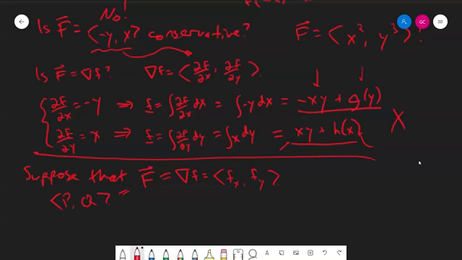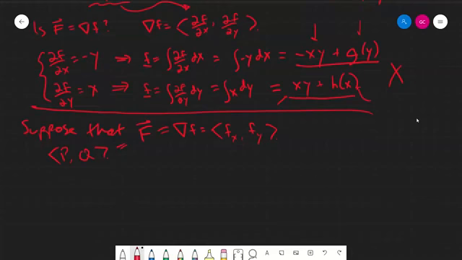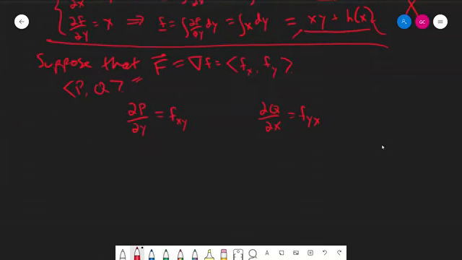Now what happens if we take, say, the derivative of P with respect to y? Well, if P is f_x, then the derivative of that with respect to y is f_xy. And if I take the derivative of Q with respect to x, since Q is f_y, I get f_yx. And remember that in most cases, again, under some sort of niceness conditions, f_xy and f_yx are the same by Clairaut's theorem.